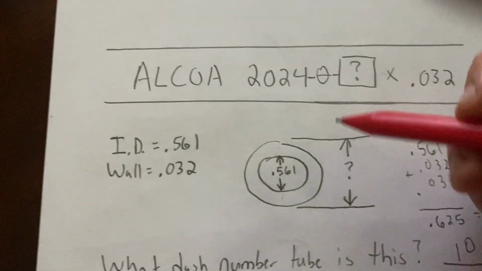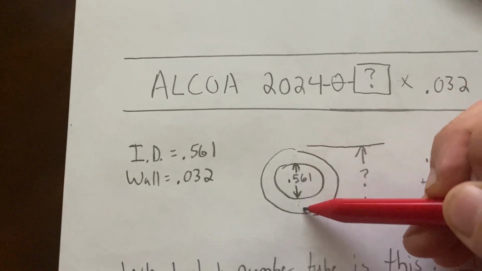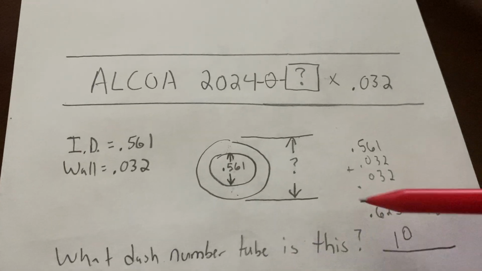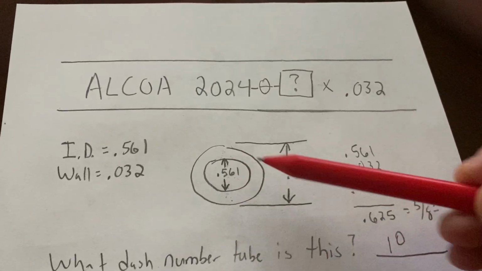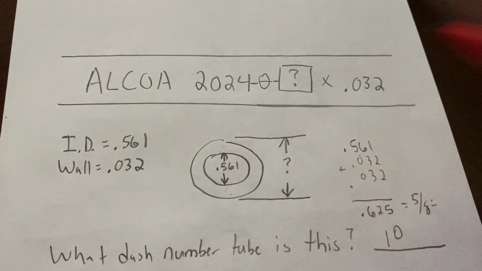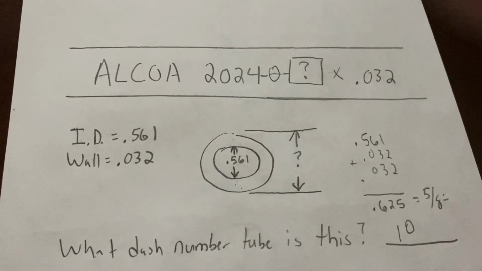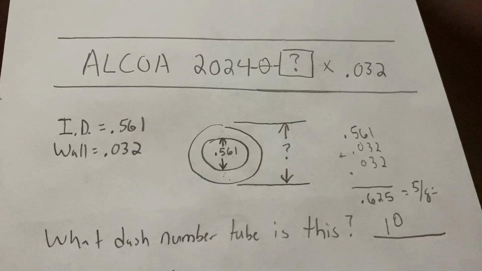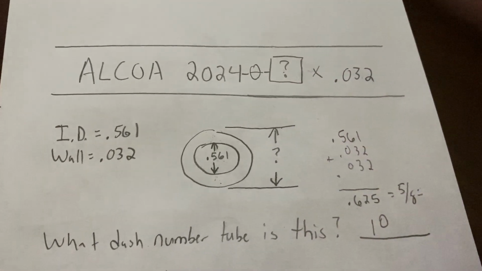Again, how I did that, I took the inside diameter, added 2 wall thicknesses to that, and I came up with 0.625. I took the 0.561 and added 32 thousandths on the top, 32 thousandths on the bottom, because again, if you measure across this diameter, you're going to have 2 wall thicknesses, and I get 0.625. But to get the dash number, I have to convert that over to how many 16ths, and 0.625 would be 10/16. So for the final answer here, I'd put a 10 in there.